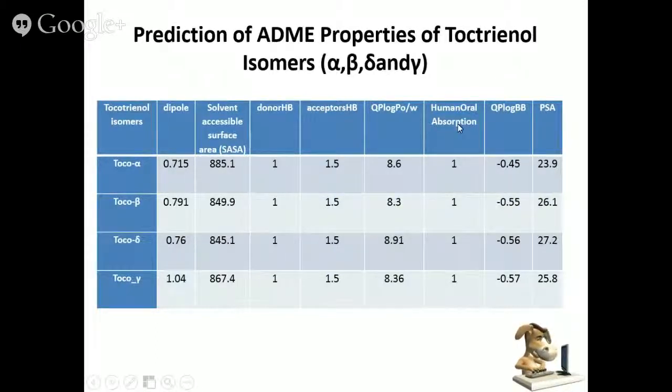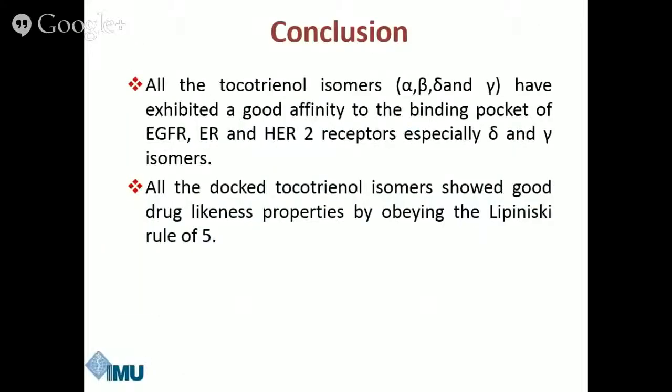Human oral absorption is 1. This is acceptable. So in conclusion, I will say that all the tocotrienol isomers alpha, beta, gamma, delta have exhibited good affinity to the binding pocket of EGFR, estrogen receptor, and HER2 receptor, especially delta and gamma, mostly in estrogen and in EGFR.